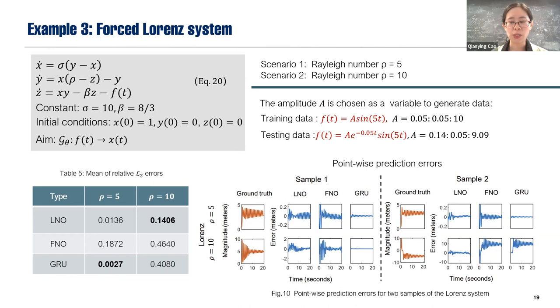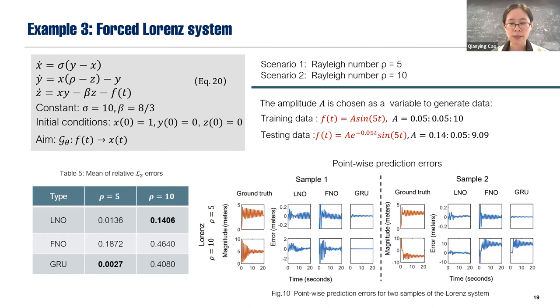Even though the equations are simple, the Lorenz system has a chaotic and unpredictable behavior, so it's highly sensitive to initial conditions. The initial conditions in this example are chosen slightly away from the state of no convection. That is, x0 equals 1, y0 equals 0, z0 equals 0. Sigma equals 10 and beta equals 8 over 3 are chosen in this example. We consider two cases, namely the Rayleigh number rho equals 5 and 10, respectively. The number of samples for training, testing, and validation is kept the same as in the previous two examples. We aim to learn the mapping from the source term F(t) to the system response x(t).